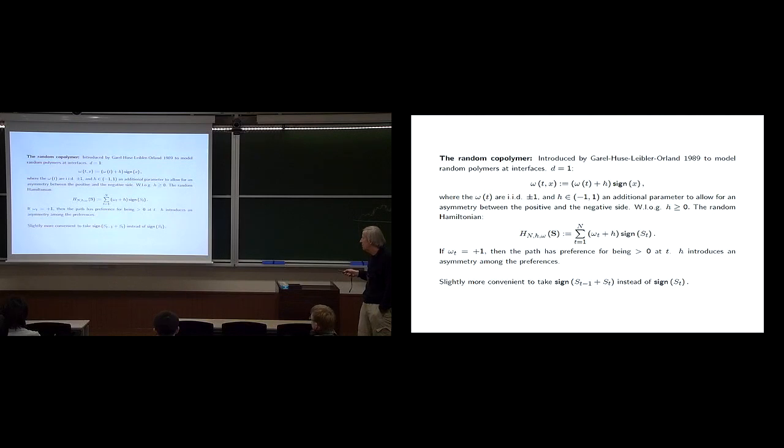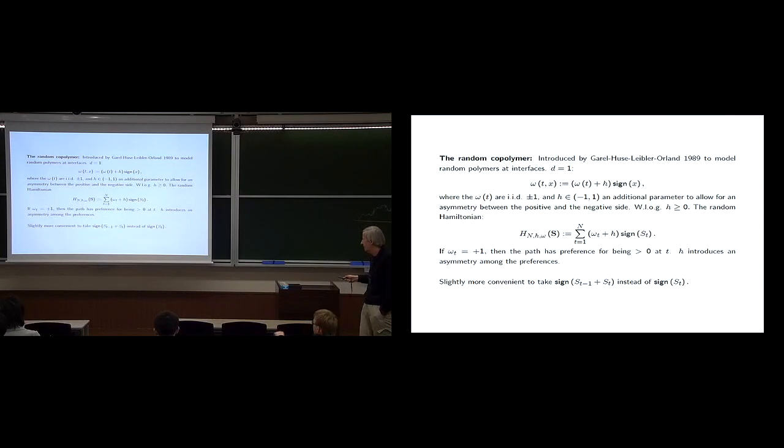If that is +1, of course you have a preference to be on the positive side, and if it is -1, you have a preference to be on the negative side. It was introduced by four physicists as a model for a polymer chain sitting at an interface, where the nodes of the polymer chain are either repellent to one side of the interface or repellent to the other side. That's just a formality which is not important. It's slightly more convenient to ask for the bonds than the sites.